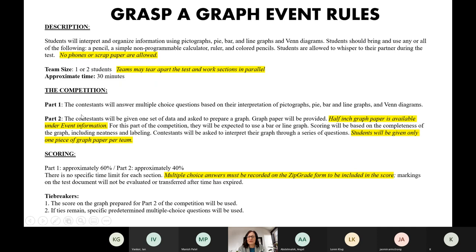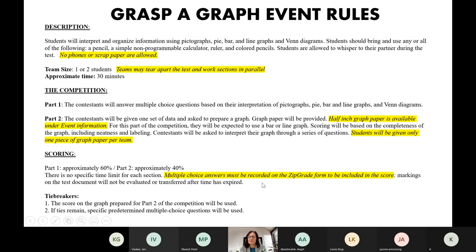The test has two main parts. There'll be about 35 to 40 multiple choice questions, answering questions that are interpreting one of the types of graphs. The second part of the test has a set of data and a piece of graph paper, and you'll need to graph that set of data. We'll go over some of the important details that we're looking for when we're grading that graph. Score-wise, the first section's worth about 60% and the second section about 40%.